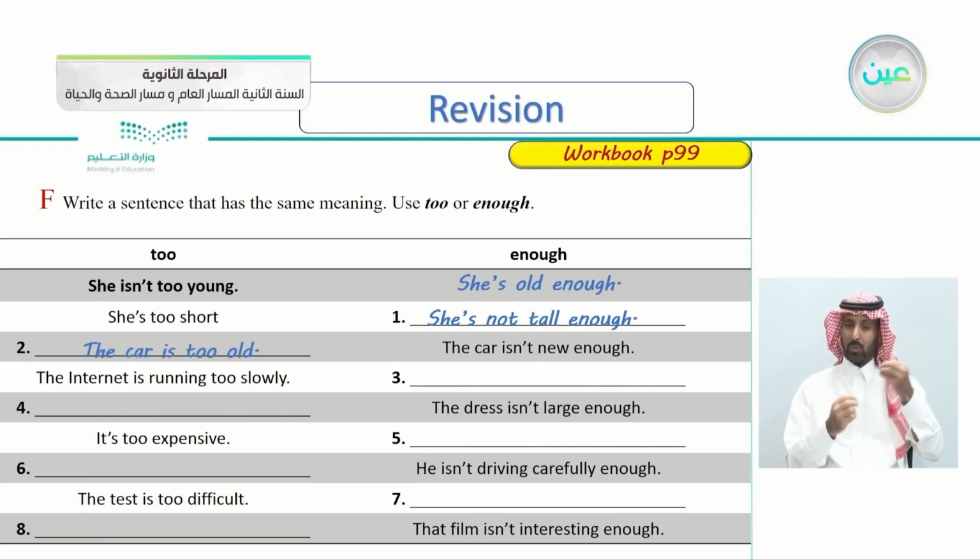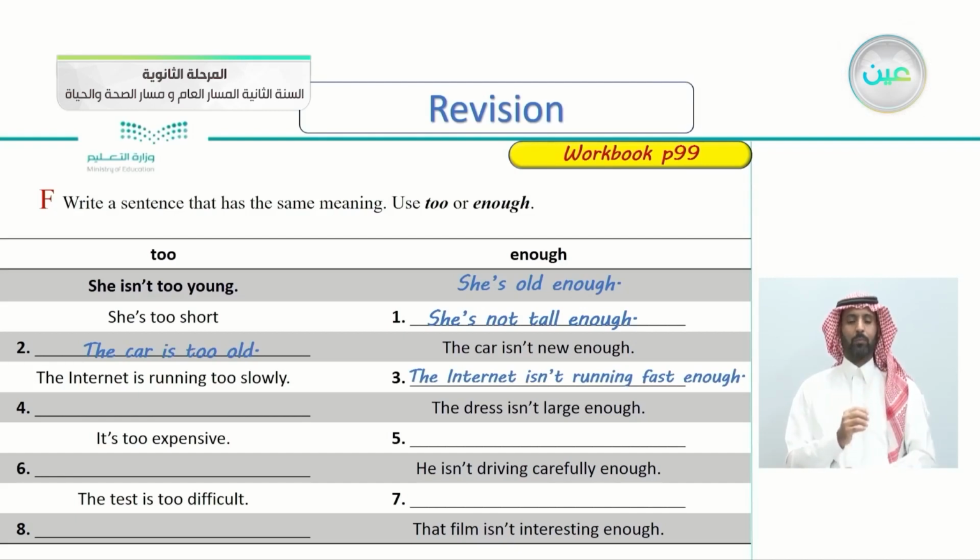Very good. The internet is running too slowly. So what's the correct answer using enough here? Yes, very good. The internet isn't running fast enough. Number 4, the dress isn't large enough. So how do we use too here? Yes, very good. The dress is too small. Or you can say the dress isn't large enough.